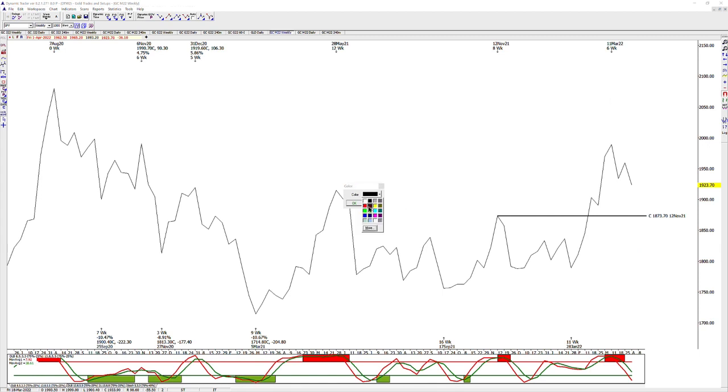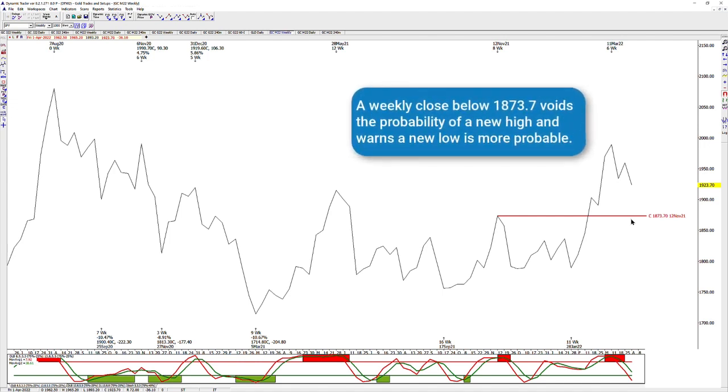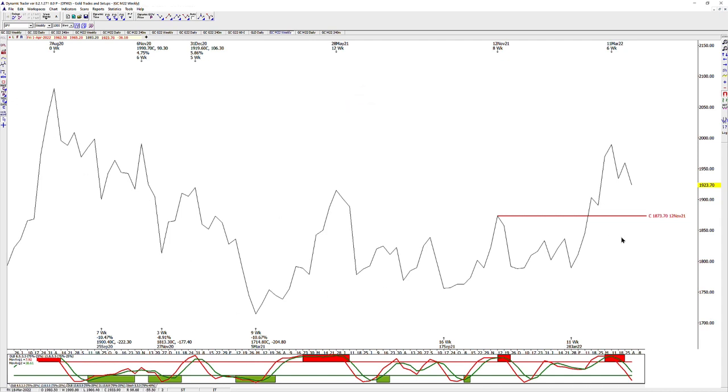And I leave that on my chart, knowing that at this level, a weekly close below 1873.70 voids the probability of a continued bull trend to a new high and would indicate that we're in some sort of complex correction here and more than likely would continue to a new low. Who knows how this would fit in? I don't want to get it overcomplicated. I don't want to have to keep changing Elliott wave counts. I want to keep it really simple. I want to find the key relevant information.